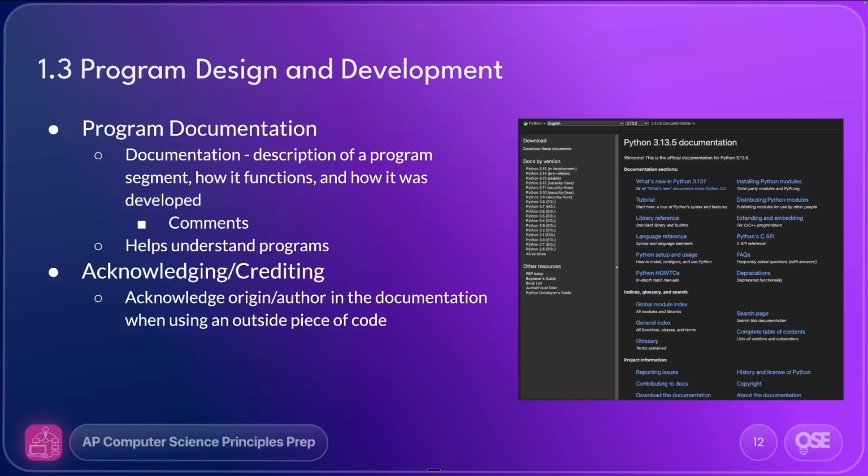Next, program documentation. Documentation, if you don't know, is a description of how a program segment functions and how it was developed. For example, comments can be documentation. Or here on the right, we have Python documentation. And this helps us understand programs. Helps the person, or in some cases, AI like Claude Code, understand the segments. And it's important to acknowledge and credit the authors in the documentation when using someone else's code.